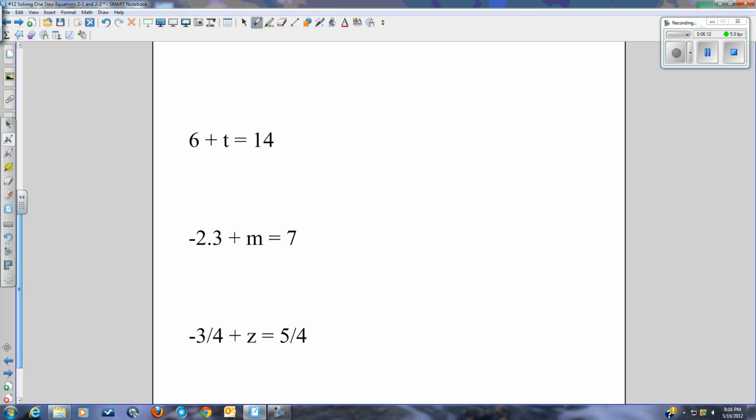Let's do the next one, negative 2.3 plus m equals 7. So we want to get m alone. Now, it's a negative 2.3 next to the m. The only way we can get rid of that is to add 2.3 to each side. That's the only way we can get it to cancel. So we end up with m is equal to 9.3.